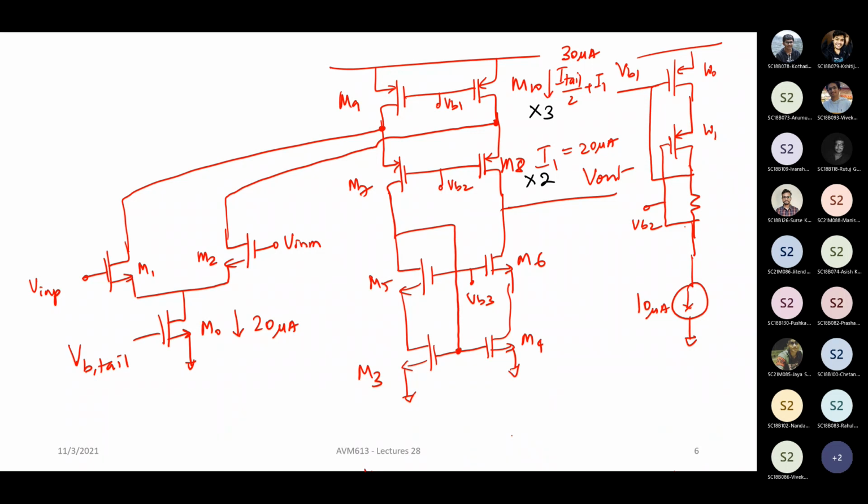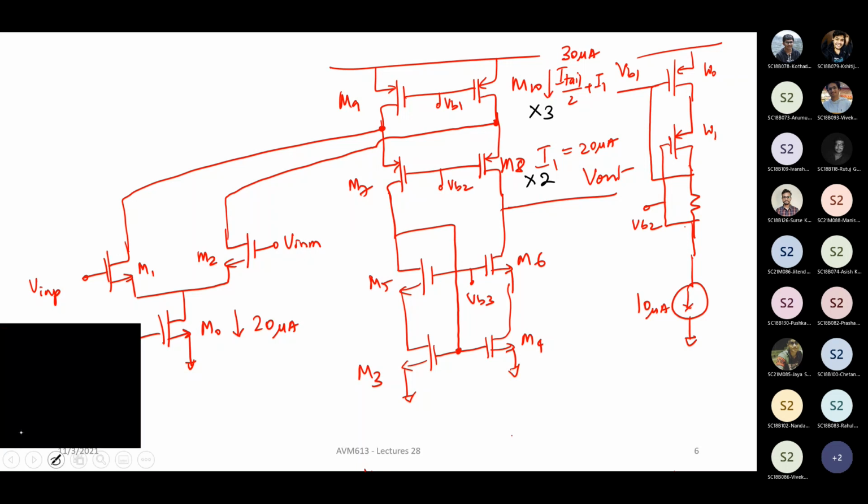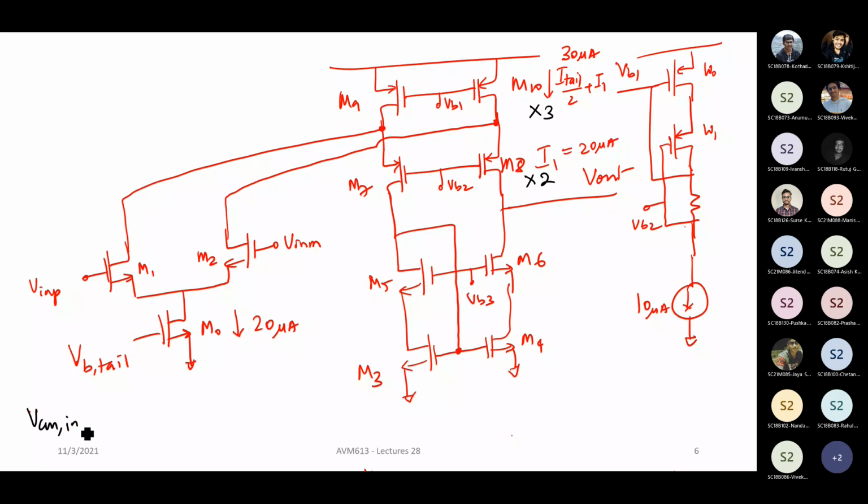Now, what will happen to this? I will not work it out, but I would encourage you to work it out on your own and convince yourself. So basically, here you will see that VCM in minimum is going to be, of course, VGS 1, 2 plus the VD sat of 0. So it needs a minimum voltage for the whole thing to be operational. But what you will see is VCM in max turns out to be even greater than VDD.